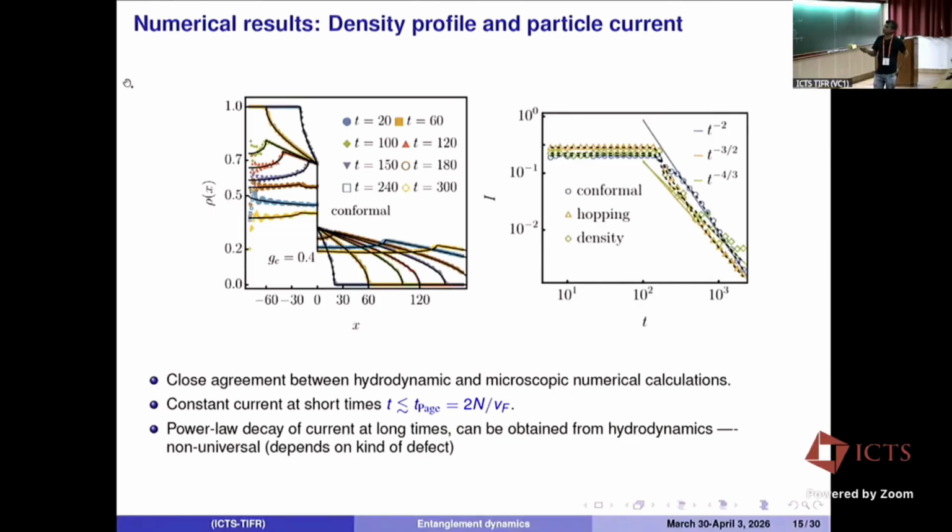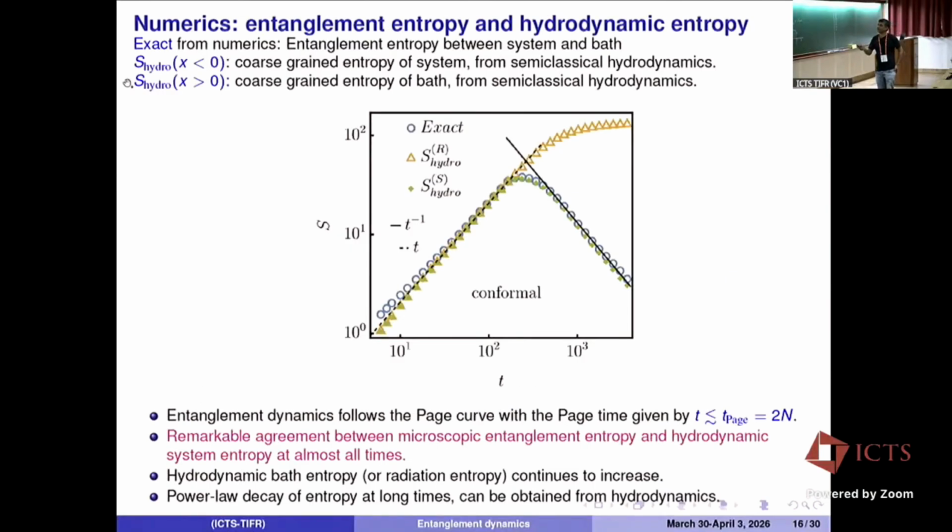Now let's look at the entropy. This is the entanglement entropy versus time. I'm plotting three things here. One is the exact entanglement entropy, which is of course the same for the system and the reservoir, and that is these blue circles. Then from the hydrodynamic theory, we can compute either the entropy of the system or the reservoir. This is for the system, the green line, which you can see follows the entanglement entropy extremely well. While for the radiation, this is the entropy, and at early times it follows the entanglement, but at late times it keeps increasing.